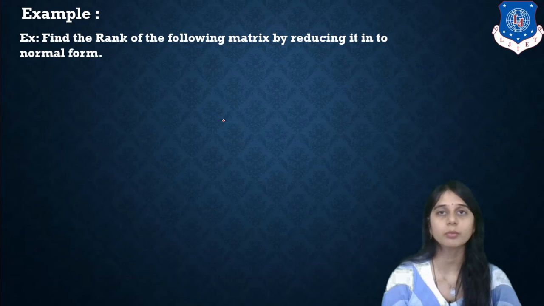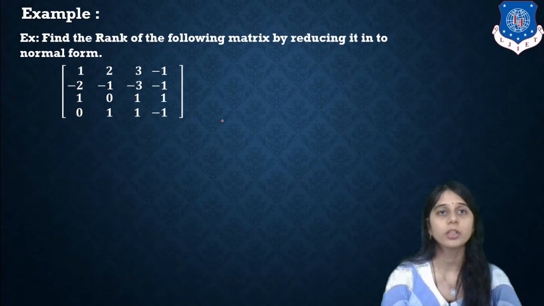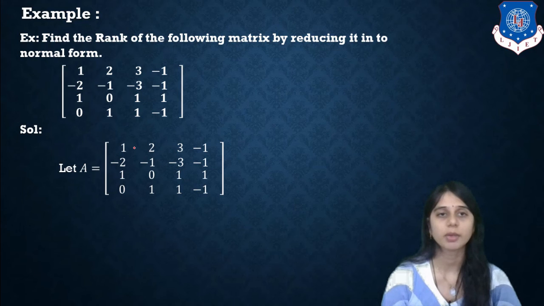Find the rank of the following matrix by reducing it into normal form: 1, 2, 3, minus 1; minus 2, minus 1, minus 3, minus 1; 1, 0, 1, 1; 0, 1, 1, minus 1. Solution. We take A as the matrix 1, 2, 3, minus 1; minus 2, minus 1, minus 3, minus 1; 1, 0, 1, 1; 0, 1, 1, minus 1.